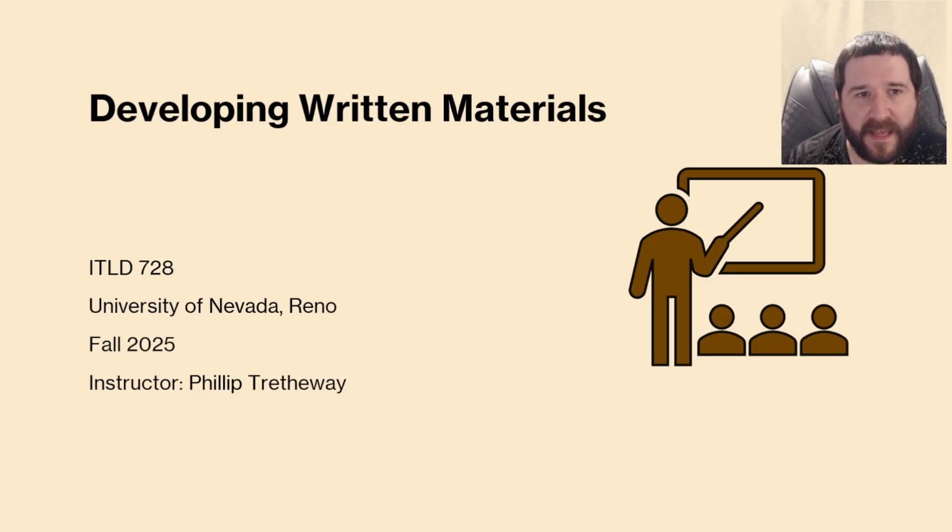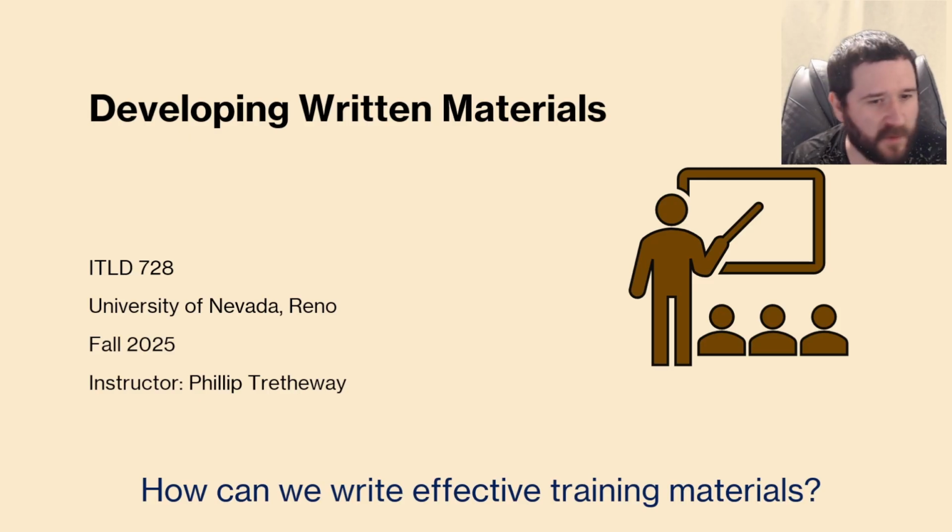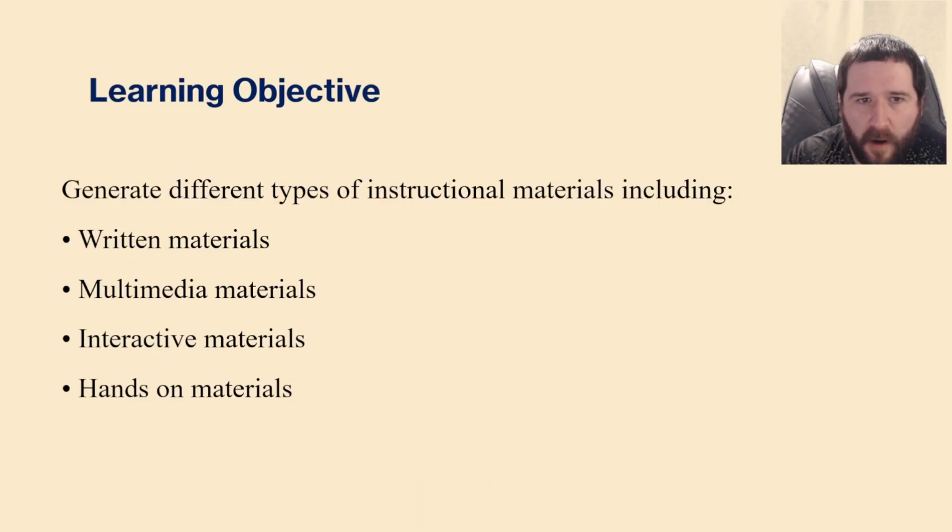And we start looking at how to develop different types of material. Okay, this week we're going to take a look at written materials. Specifically, we want to answer the question today, how can we write effective training materials? Okay, what does that look like? What goes into that? This is part of our ongoing learning objective for this unit.